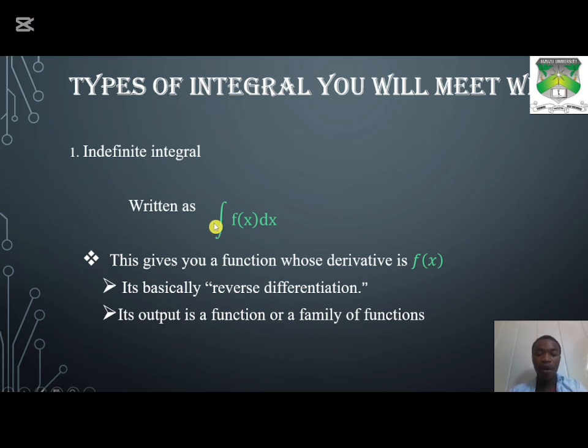Now we can go and solve on the board. Let me take you to my board so that we can see how we can reverse, since we say that the indefinite integral is a reverse differentiation. For us to verify that we have done an integration process, we need a function that we will differentiate, and thereafter we will integrate.